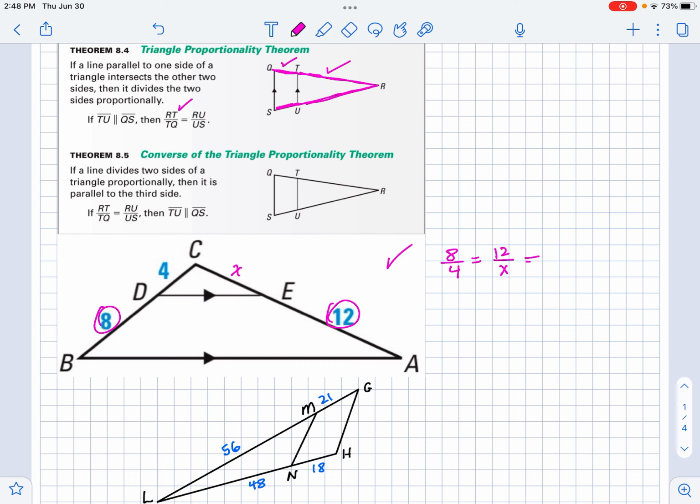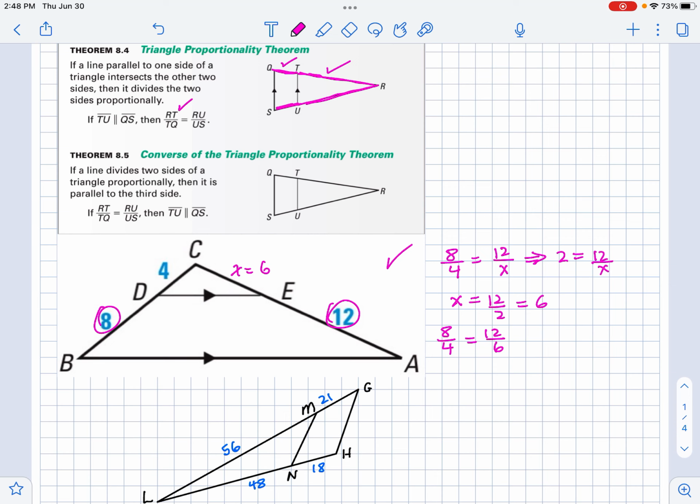Now we can figure out, well, what is X? So let's see what we have here. We have 2 equals 12 over X. That means that X is equal to 12 over 2, which is 6. So X equals 6. Now let's see if we got it right. We've got 8 over 4 needs to equal 12 over 6, and yeah, 2 equals 2.